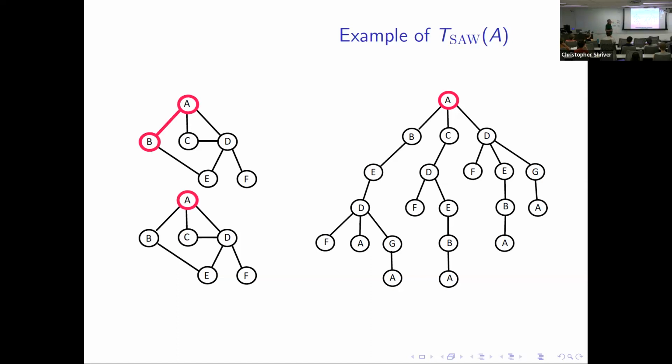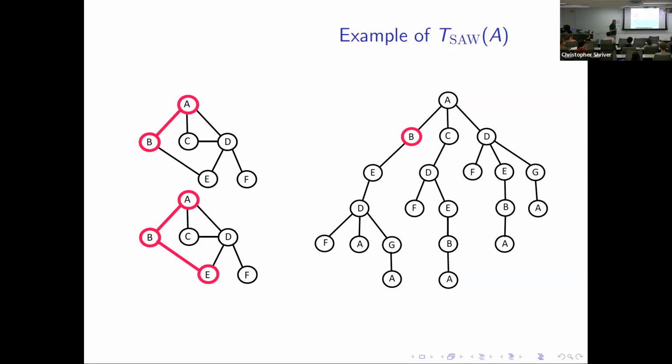Okay, let's see another path. So AB, right? This is also a self-avoiding walk, so there should be a vertex for this one too. Actually, this is the vertex that corresponds to this path here, and I call this vertex a copy of vertex B. And since this self-avoiding walk extends this one here, there should be an edge between these two vertices, right?